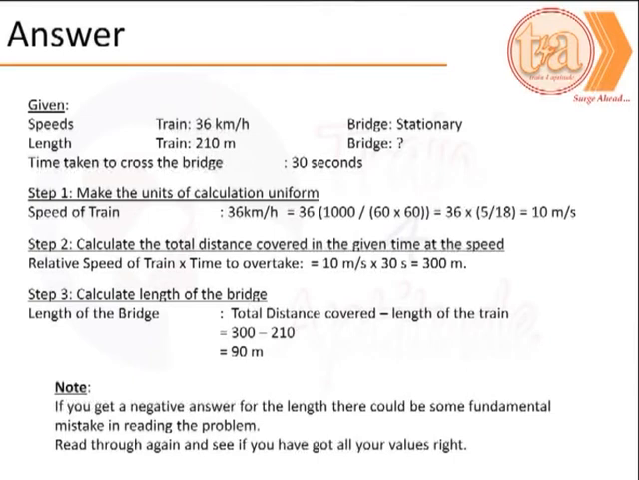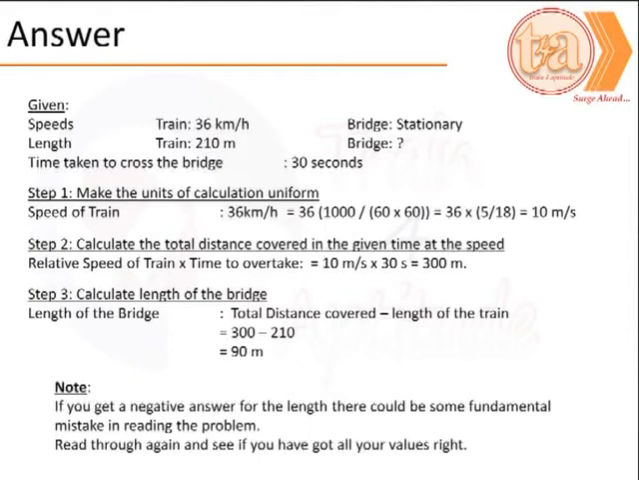Let us now get to the working. What is given to us is the speed of the train, which is 36 kilometers per hour. Definitely the bridge is not moving, so its speed is 0. The length of the train, which is 210 meters. The length of the bridge, which we need to find out. The time taken to cross the bridge by the train is 30 seconds.